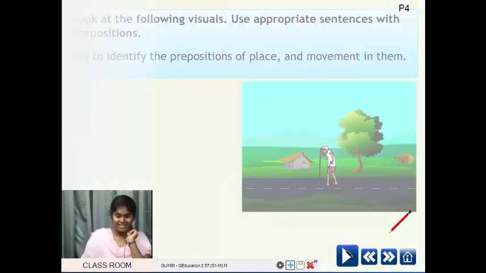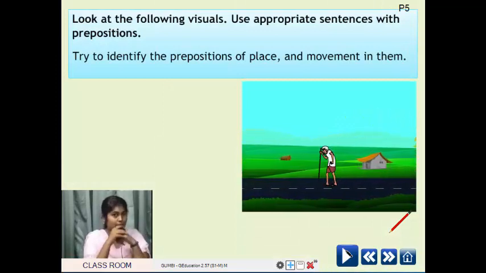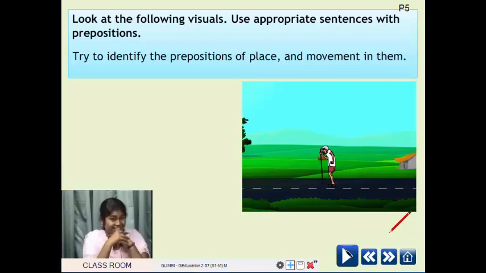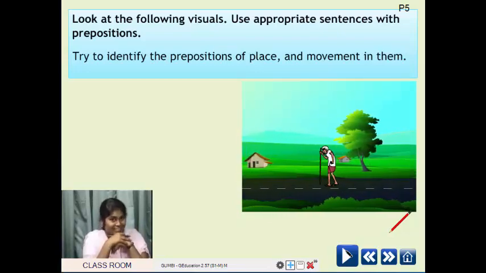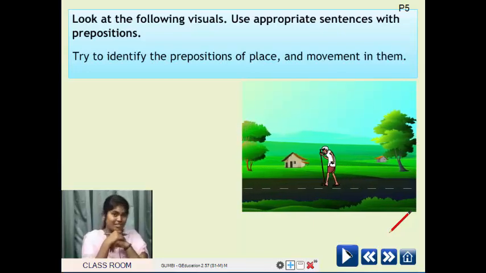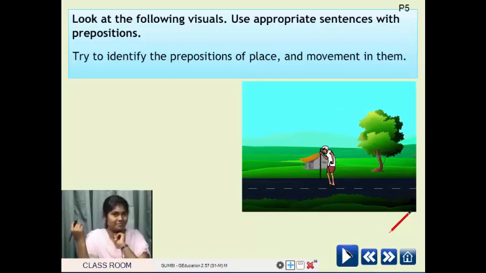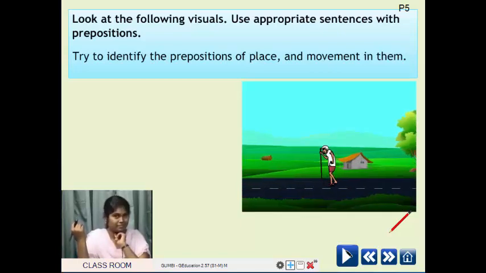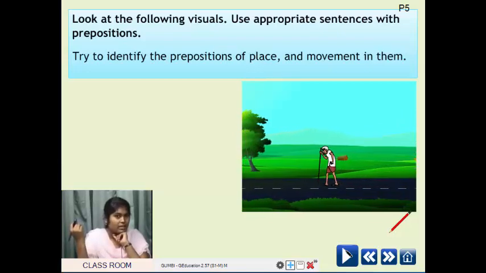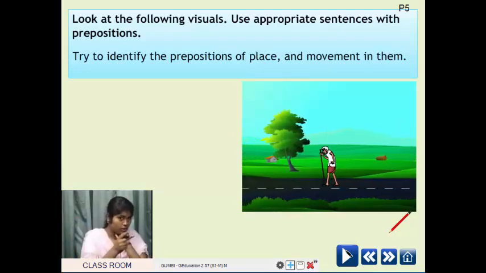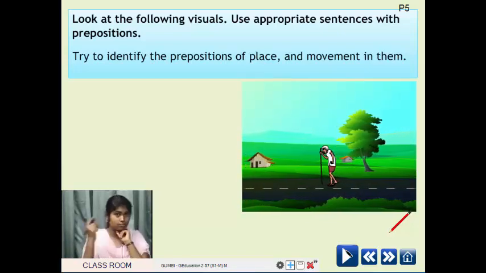Now, let's look at one more picture. Ready, children? What do you see here? A very young man? Does he look young, children? No, he is old. He's an old man. Yes. He is walking. You can see he is walking. How do you say that? Where is he walking? Can I say he's walking on the road? Yes, he is walking on the road, but he is walking continuously.